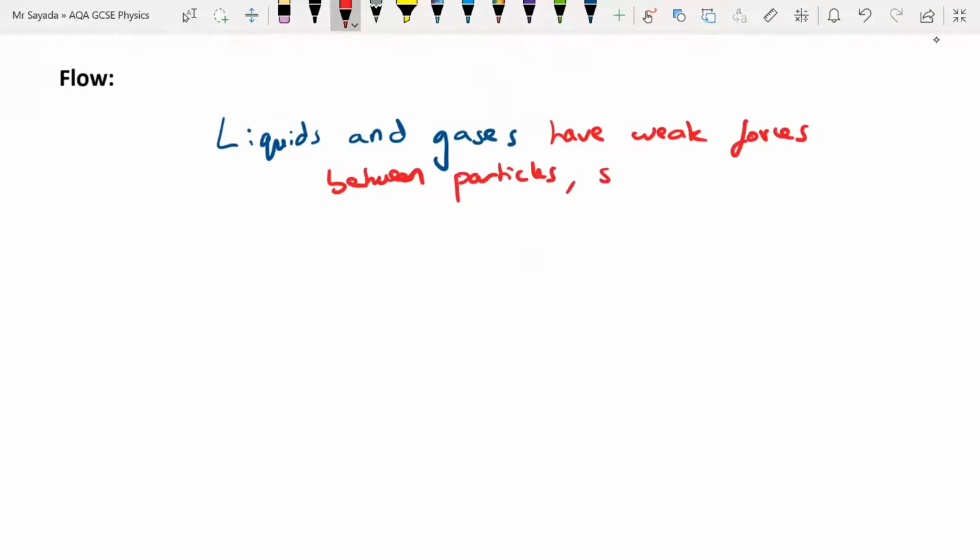So the particles can move over each other or around each other. So the particles are free to move. In a solid, the particles are all strongly bonded together by forces, and they just vibrate on the spot. So a solid cannot flow because those particles are all stuck together.